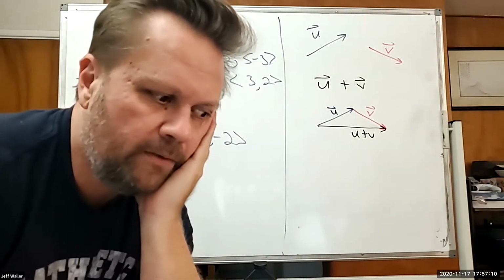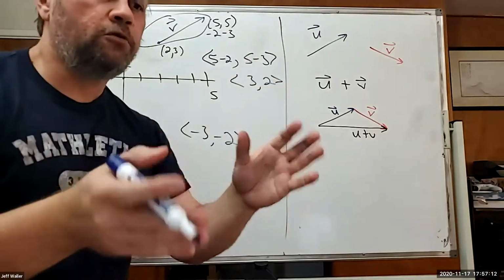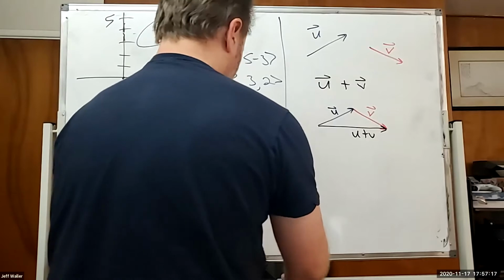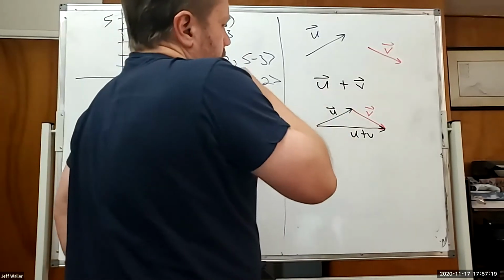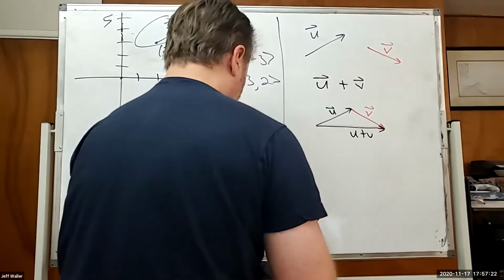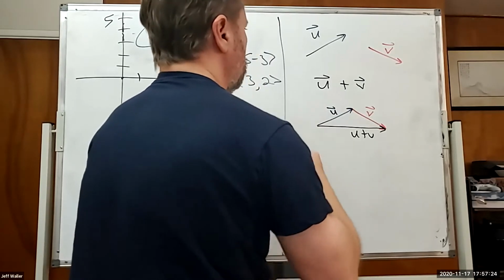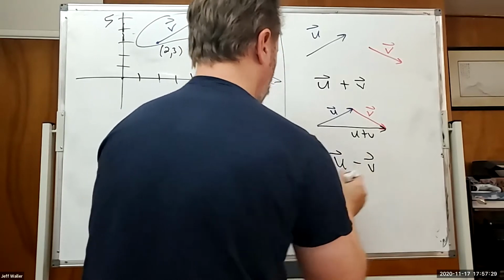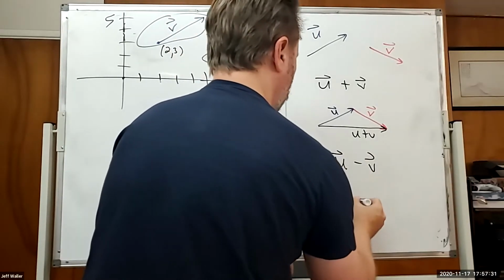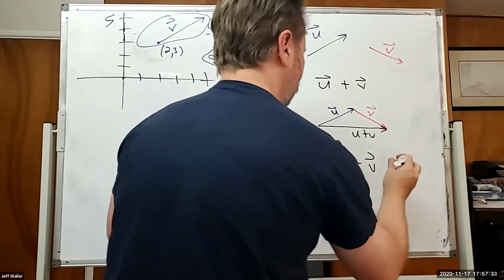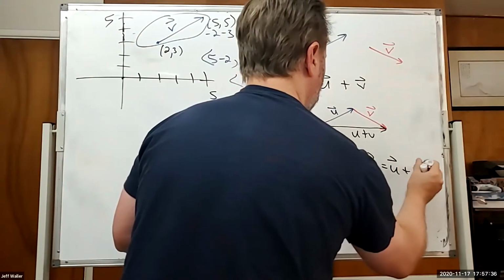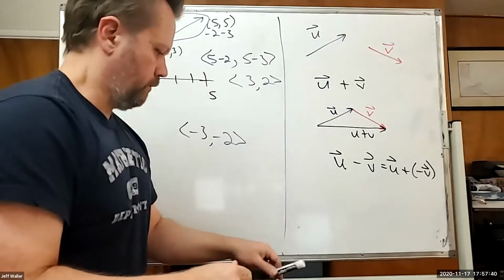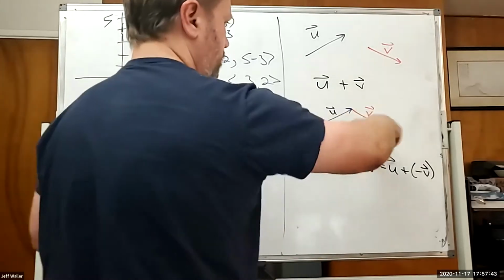Okay, maybe. So what about U minus V? Well, here's the weird thing about U minus V. One way to do U minus V, oops, we do this in the same color scheme, is to actually do U plus negative V. Same thing. So then you can use the same idea as addition.